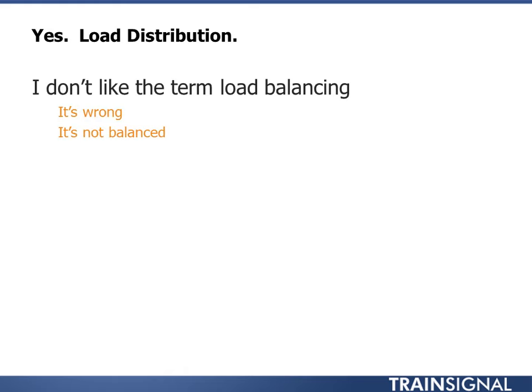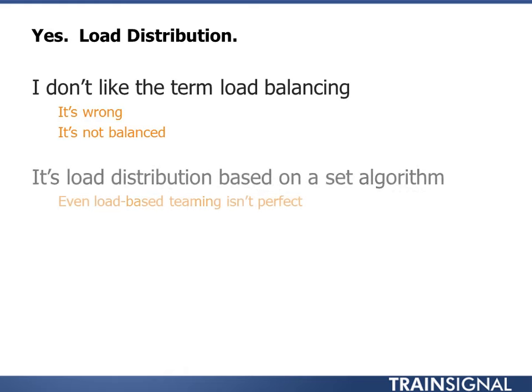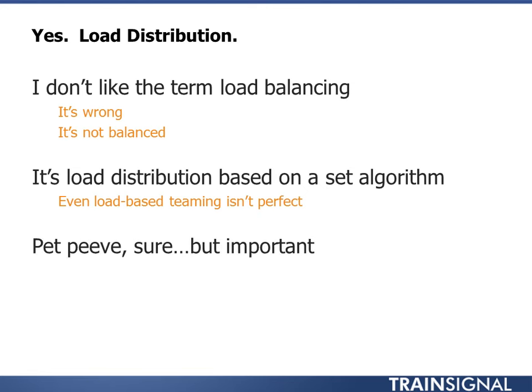So yes, I said load distribution. I've already given you my spiel on load balancing. It's wrong. It's not balanced. And the reason is very simple. We use a set of algorithms, and they're really just statistical algorithms. Basically, I give it input, the system hashes stuff, and it spits out a number. So we'll talk about this in a minute, but the bottom line is this.